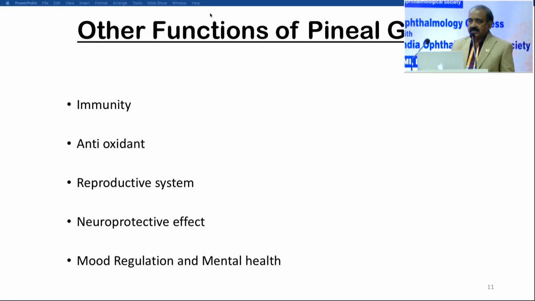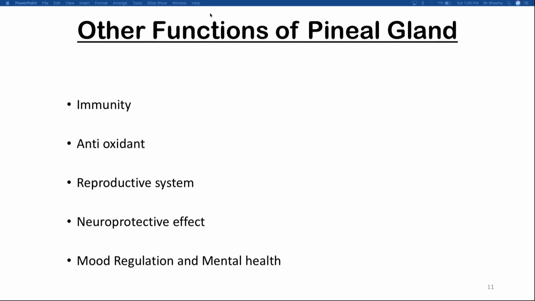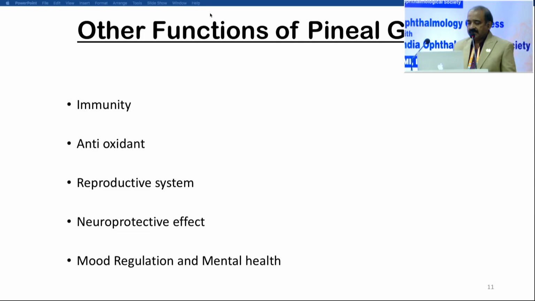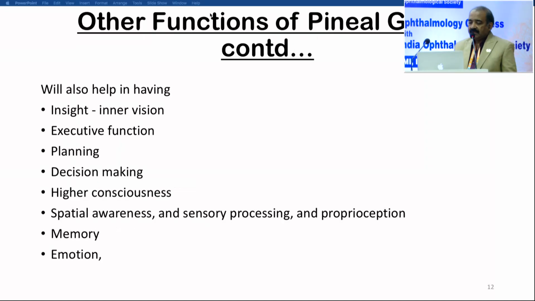So, what are the other functions of the pineal gland? It also plays some role in immunity function. It acts as an antioxidant and protects the nervous system, and regulates the reproductive system and menstrual cycle by rhythmic hormonal function. Mood regulation and mental health are protected by the sleep and wake cycle. It also has other functions like helping in providing insight, executive function, planning, decision making, higher consciousness, spatial awareness, sensory processing and proprioception, memory and emotions.